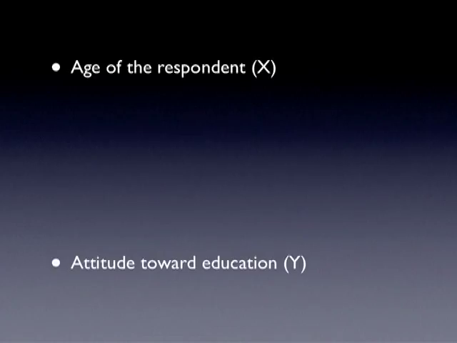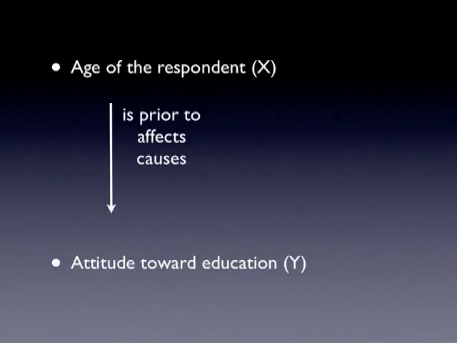We have the age of the respondents, X, and we have their attitude toward education, Y, and we know that X is a prior variable. It precedes chronologically the attitude. It affects the attitude, and we might say in some sense it causes the attitude. There's a directionality to this analysis.